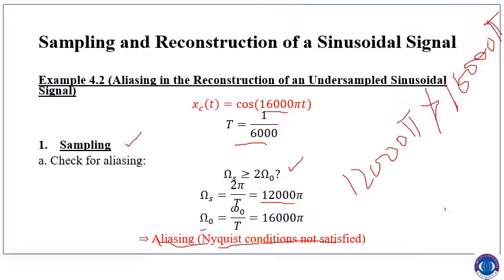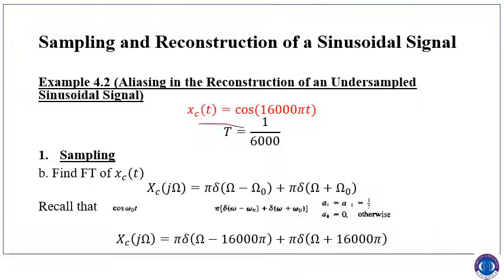So we'll look into it. This is the Fourier transform of xc of t, this is Xc(j omega). First impulse at minus omega naught, and then the second impulse at omega naught. Just substituting the value of omega naught, which is 16,000 pi and 16,000 pi, the area under the curve of each impulse is pi and pi. So this is the spectrum of the continuous time signal. This is exactly the same spectrum as in the previous example, only the frequencies are changed here.